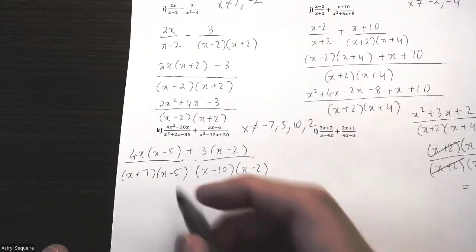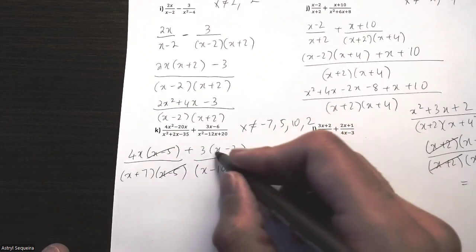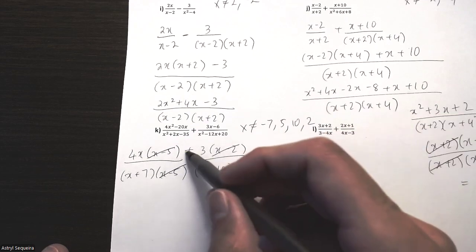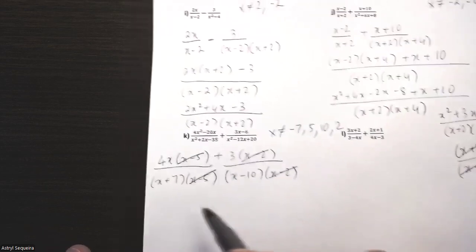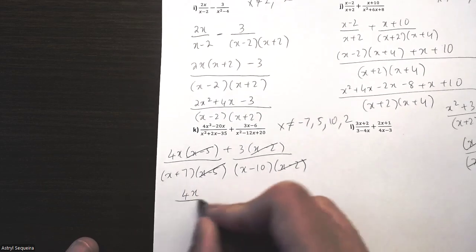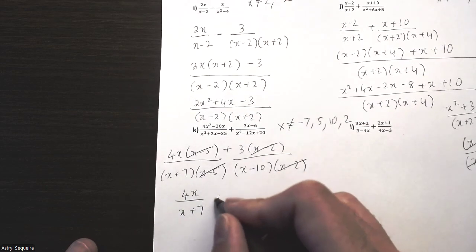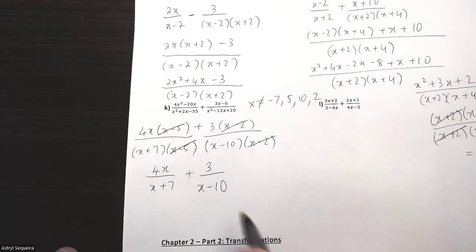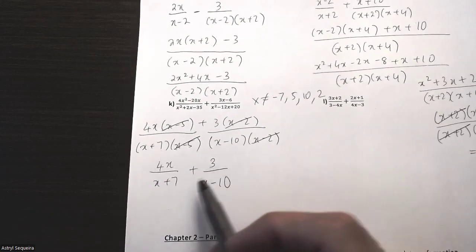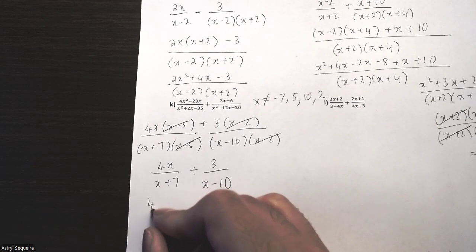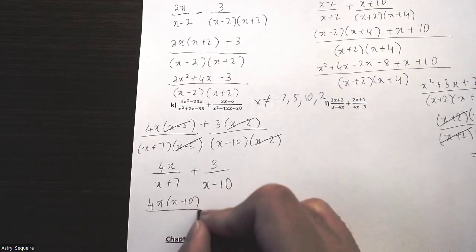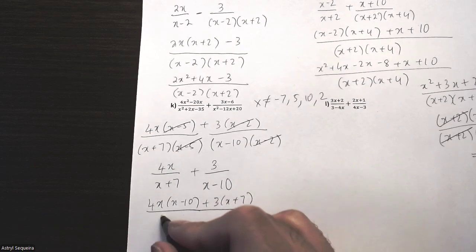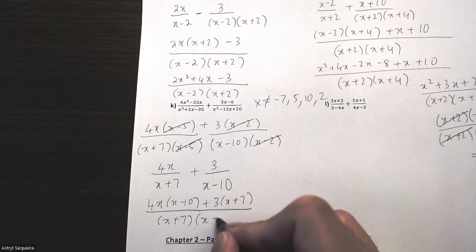And then the next thing I'll do is cancel out these because they're identical, the same ones. So I can cancel out on the top and bottom of the same ones if there's a plus, but not across. Let's keep that in mind. So now I have 4x over x plus 7 plus 3 over x minus 10. And then I want to make a common denominator, so I'm going to cross multiply those two. So I have 4x times x minus 10 plus 3 times x plus 7, and this is all over x plus 7, x minus 10.